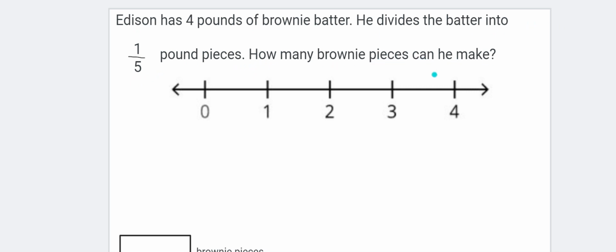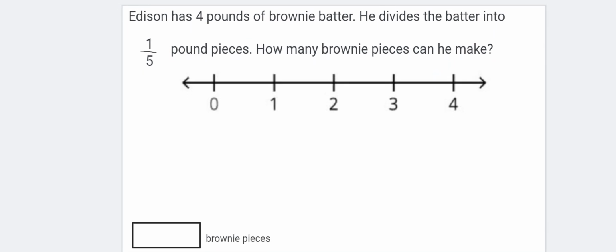So, before I start doing anything with this problem, I first want to think about what it is that Edison has. Who could tell me what Edison has? That's right. He has 4 pounds of brownie batter. And I always want to remember, I always start with what I have. So I'm even going to list that. This is what I have.